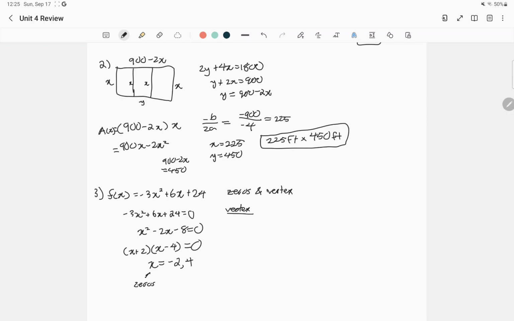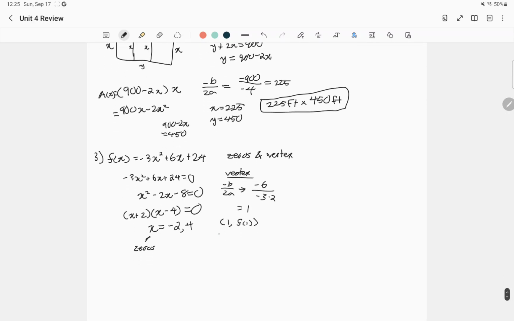The vertex is going to be negative b over 2a once again. This gives us negative b, which is negative 6, over 2a, which is negative 3 times 2, which equals 1. That means our vertex is 1 comma f of 1. So what is f of 1? F of 1 is equal to negative 3 plus 6 plus 24, which is equal to positive 27. So that means our vertex is 1 comma 27, and now we can start graphing.